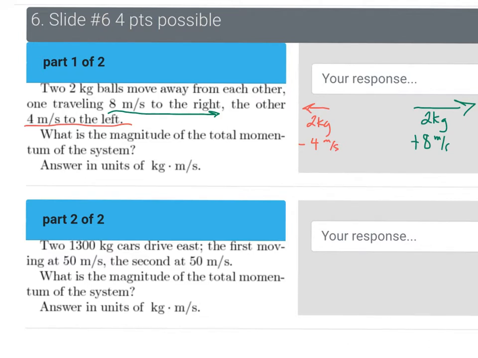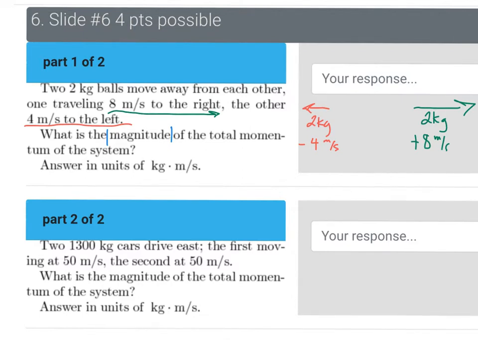All right, so it wants us to compare the magnitude of the total momentum. Magnitude just meaning that it's the absolute value. So magnitude means we're going to take the absolute value of whatever our answer is. So the answer is not going to be negative. If you get a negative answer, just leave the negative off.